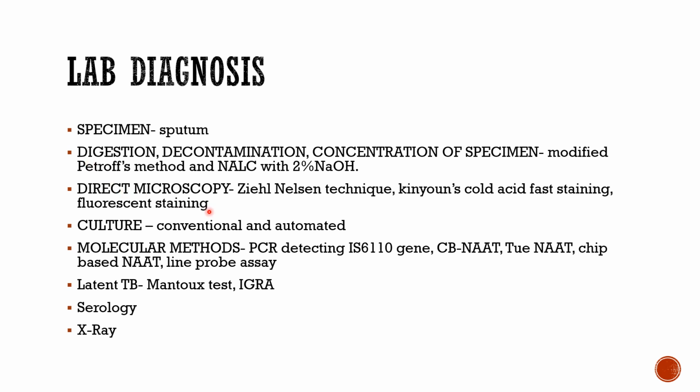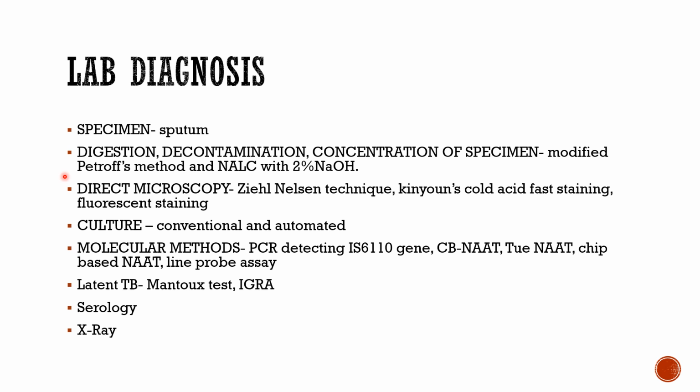Now we'll be looking into direct microscopy. Here, direct microscopy would use the Ziehl-Neelsen technique, Kinyoun's cold acid-fast staining and fluorescent staining. Under the Ziehl-Neelsen technique, we find long, slender, beaded, less uniformly stained, red-colored acid-fast bacilli. And fluorescent staining, which is also known as auramine staining, is more sensitive, and the smears are screened rapidly compared to the Ziehl-Neelsen technique.